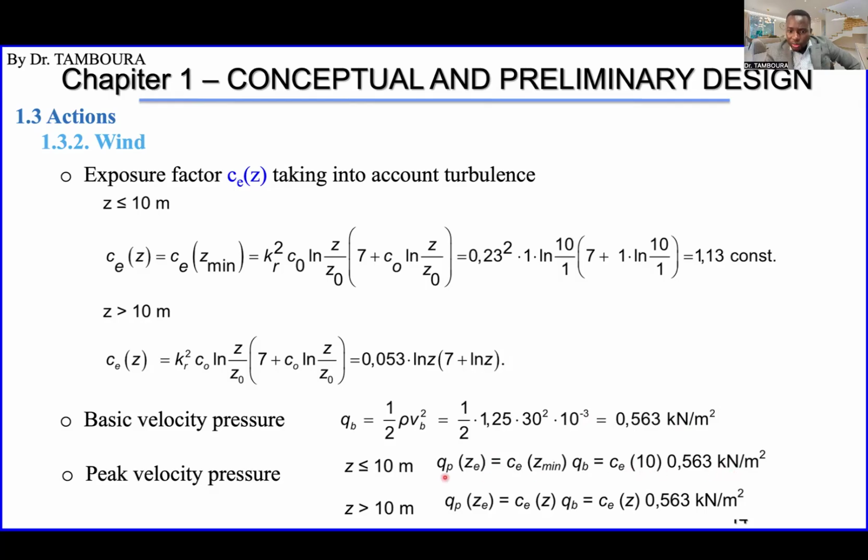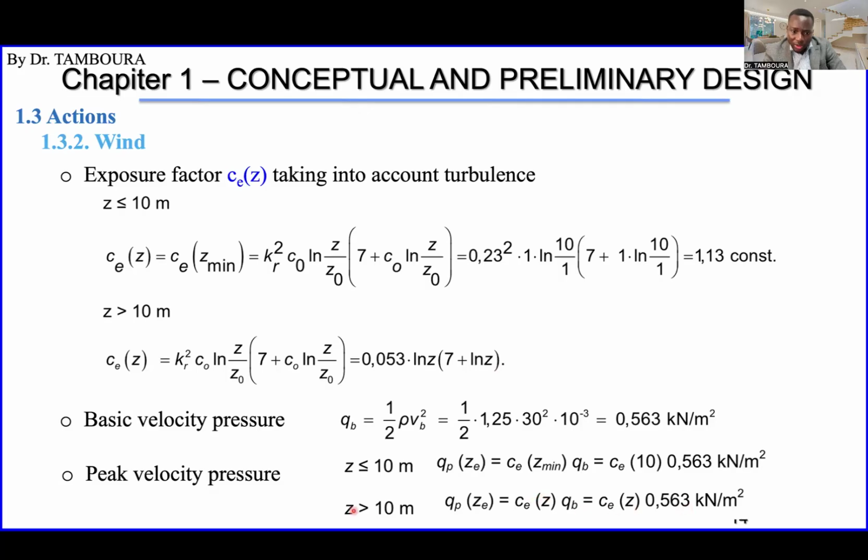Then for above 10 meter level, take this value, the basic velocity pressure, and multiply by this one. The CZ, you are seeing CZ is this one. So you can calculate. That one is getting bigger when Z is increasing. So you can calculate, for example, the value for Z is 19, which is the height of our building, and you will obtain the value.